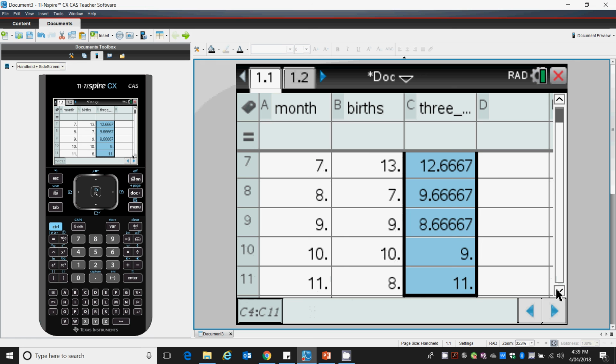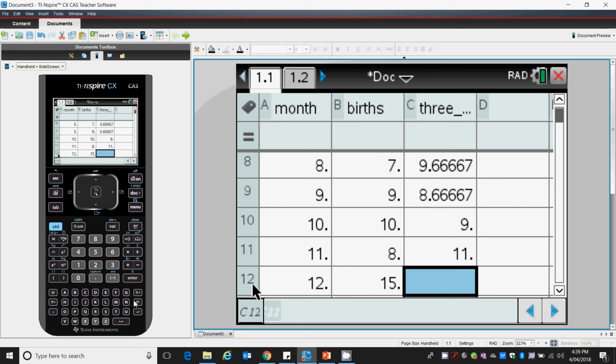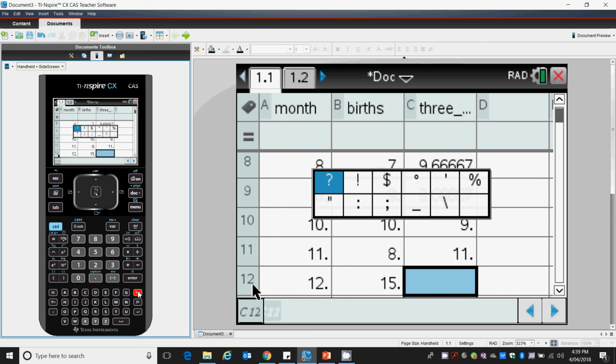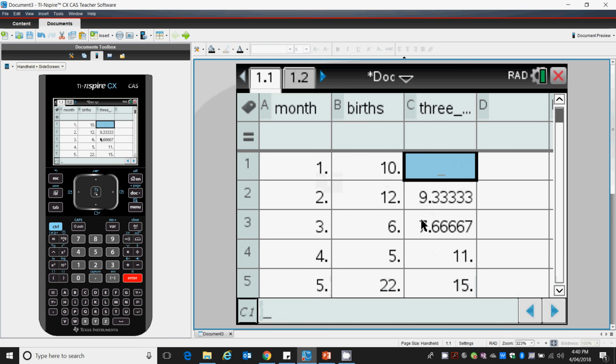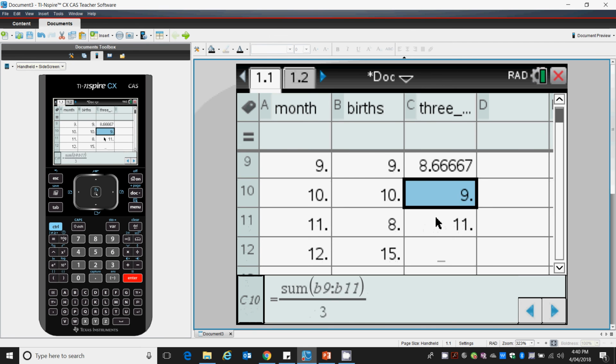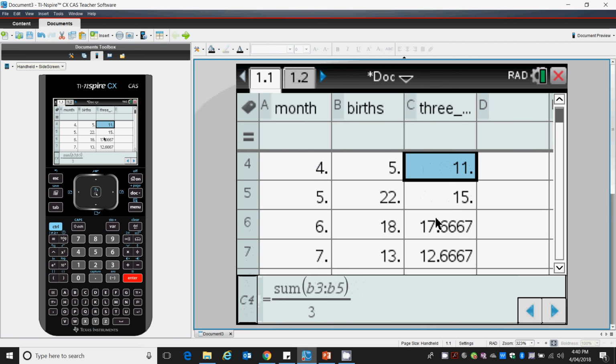Again, we can do this. We don't need anything to the 12th. A quick way to block that out is just to use this particular button, the underscore. It allows us then to graph. Okay, so there's our data put in, a 3-point moving average.